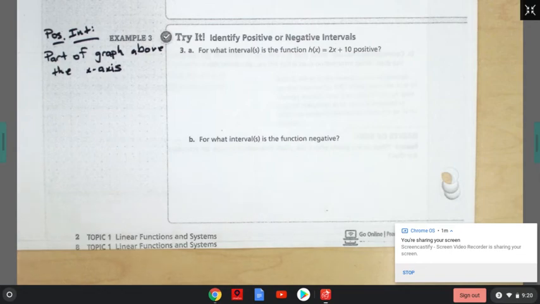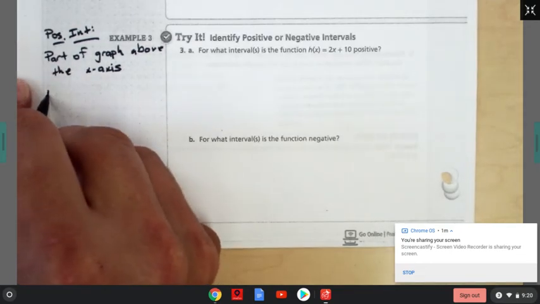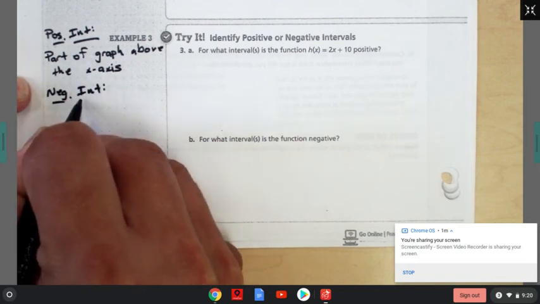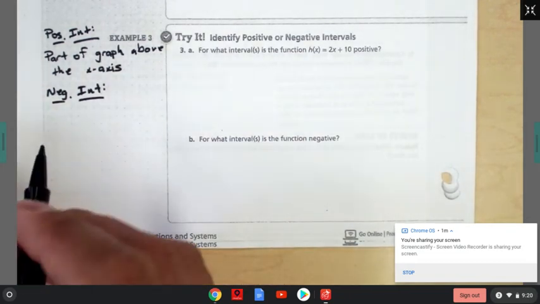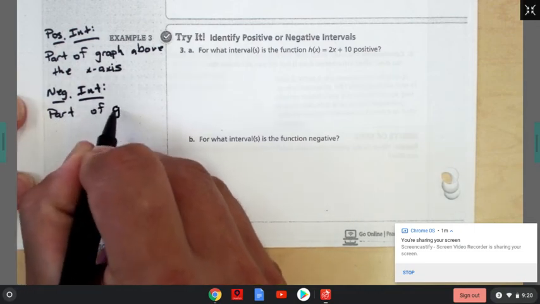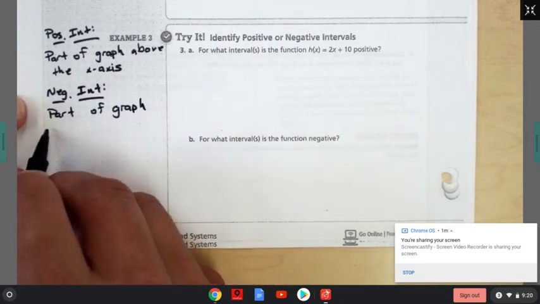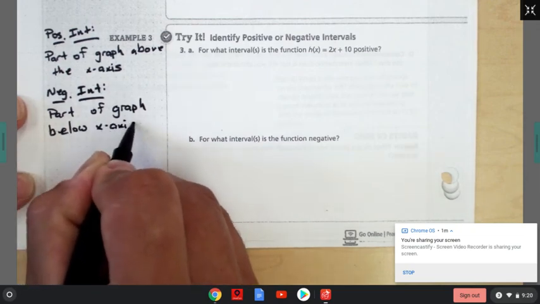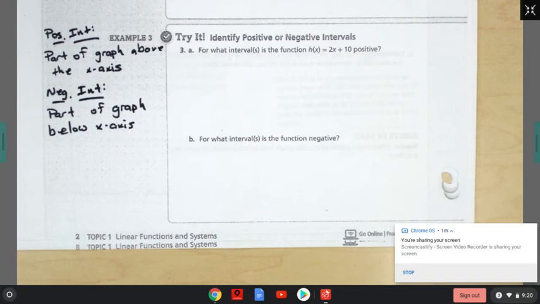Remember, the x-axis is the one that goes side to side. All right, the next thing is the negative interval, which is very similar. It is just the opposite. So negative would mean below 0. So therefore, that would mean the part of the graph that is below the x-axis. So we have a positive interval and a negative interval. It doesn't matter if the graph is going up or down, as long as it is above the x-axis, that's positive. If it is below the x-axis, that is negative.